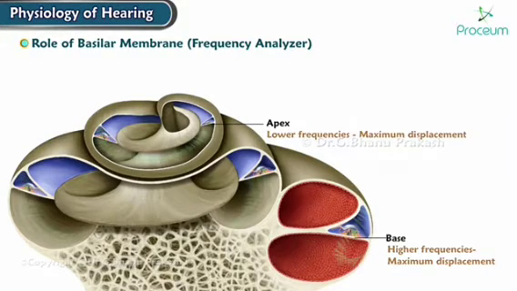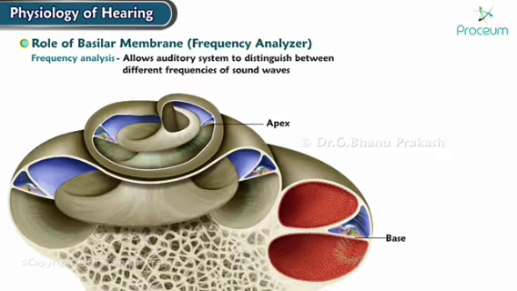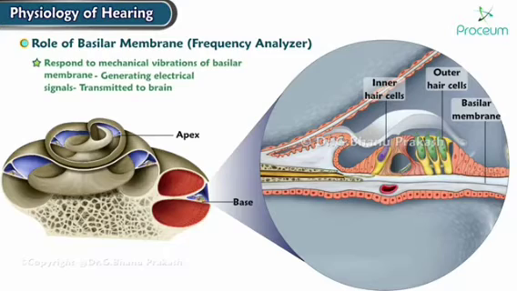This frequency analysis is important because it allows the auditory system to distinguish between different frequencies of sound waves and identify the pitch of the sound. The hair cells of the organ of Corti are located on the basilar membrane, and they respond to the mechanical vibrations of the basilar membrane by generating electrical signals that are transmitted to the brain.